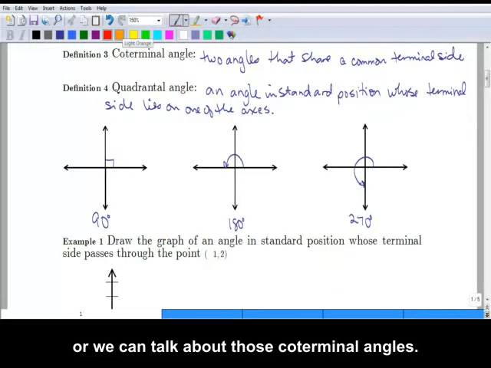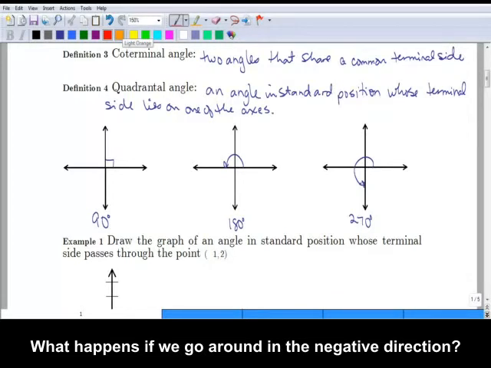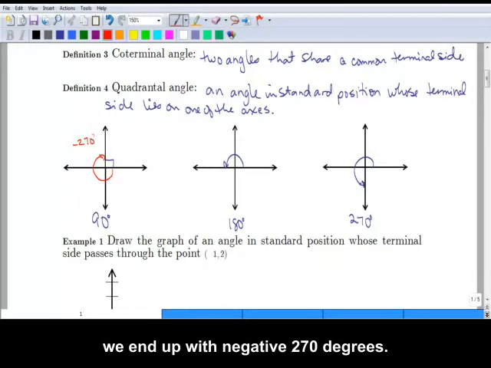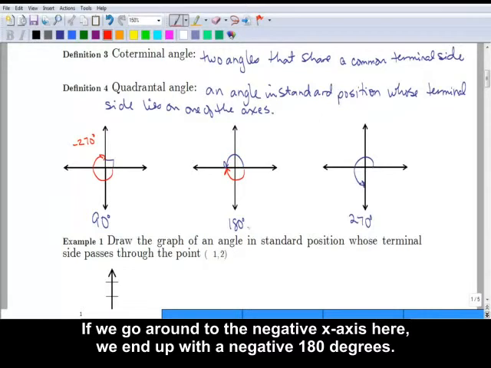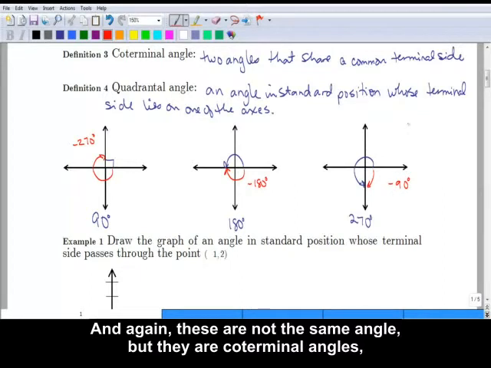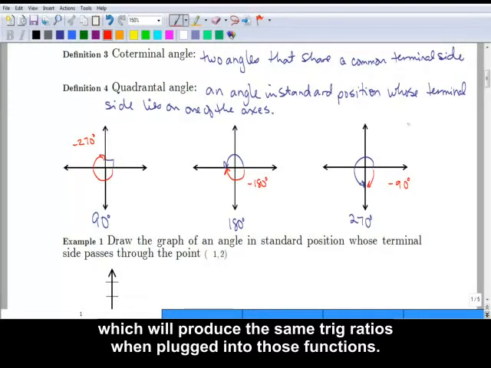Or we can talk about those coterminal angles. What happens if we go around in the negative direction? Well, if we go around from the negative direction to 90, we end up with negative 270 degrees. If we go around to the negative x-axis here, we end up with a negative 180 degrees. And if we look at this last one, we end up with a negative 90-degree angle. And again, these are not the same angle, but they are coterminal angles, which will produce the same trig ratios when plugged into those functions.